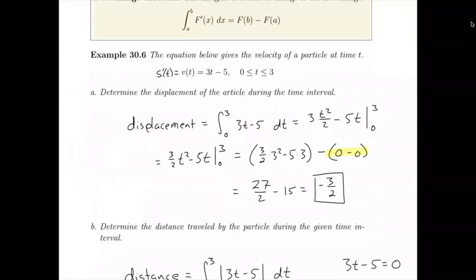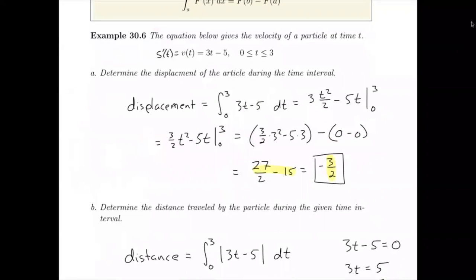This one's just 0. And when we simplify these numbers, we get negative 3/2. So what this tells us is that the particle has changed. Its net change in position is that it is negative 3/2 units from where it started.